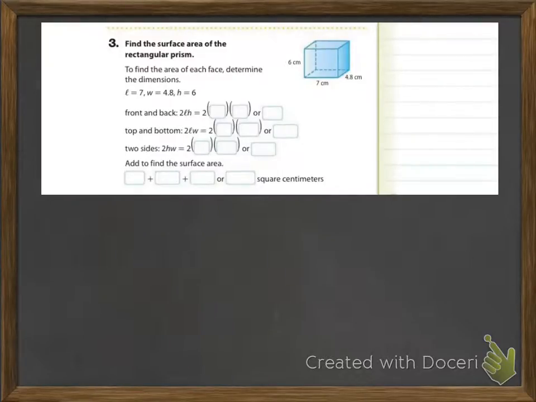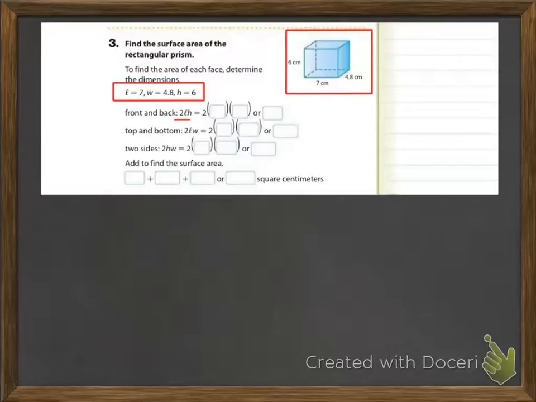Now what I like about this is they gave you the picture right here, and they also gave all the information you need right over in that area. So what I would really like for you guys to do is go ahead and use L equals 7, W equals 4.8, and H equals 6 to fill in the blanks the way you should. And they tell you exactly what you need. So for front, you need a 2 times LH, and then you're going to multiply them out. So I'll get you guys started.